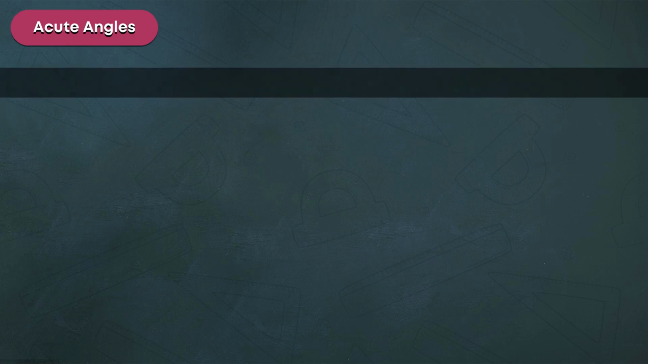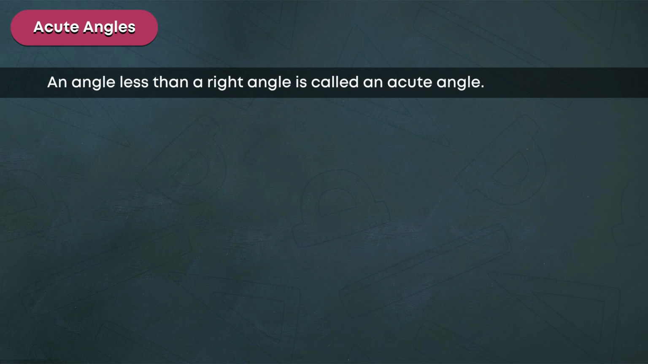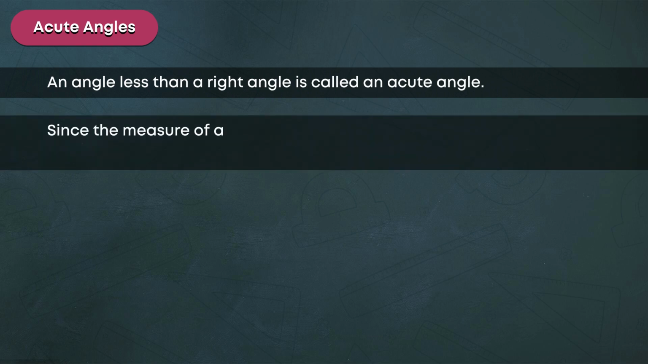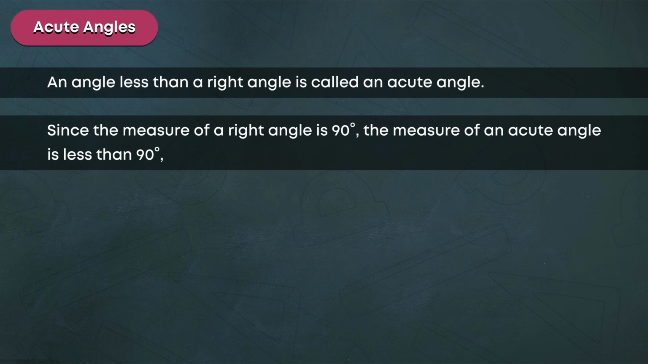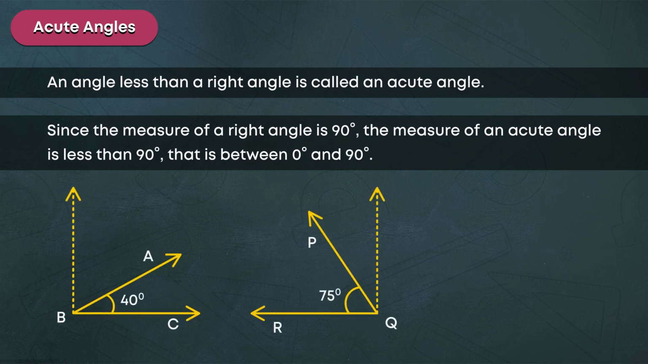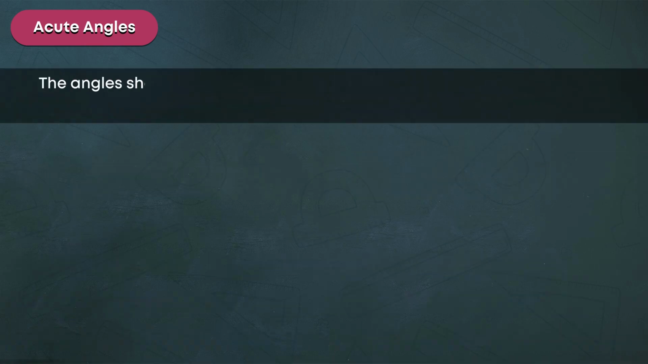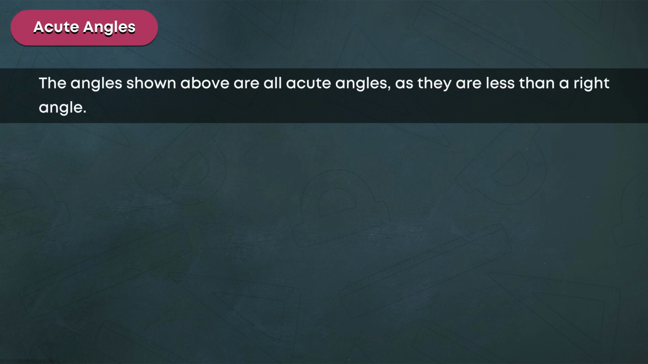Acute angles. An angle less than a right angle is called an acute angle. Since the measure of a right angle is 90 degrees, the measure of an acute angle is less than 90 degrees. That is between 0 degrees and 90 degrees. The angles shown above are all acute angles, as they are less than a right angle.